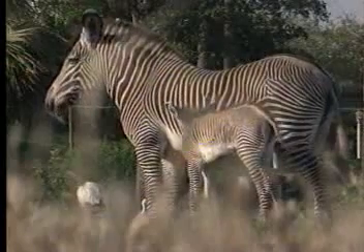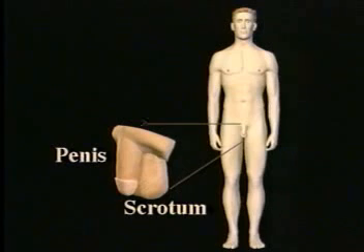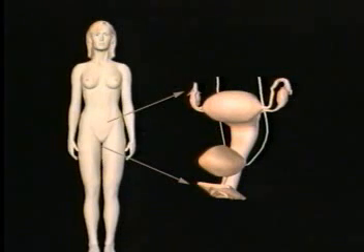Reproduction for humans, like that for all mammals, is sexual. That means there are separate male and female organs designed to produce the necessary sex cells for reproduction. In human beings, reproductive organs are called gonads.